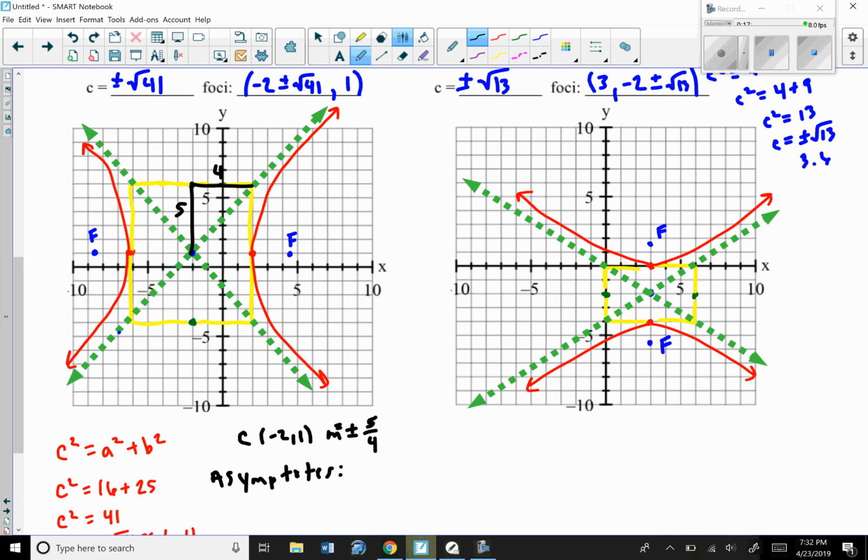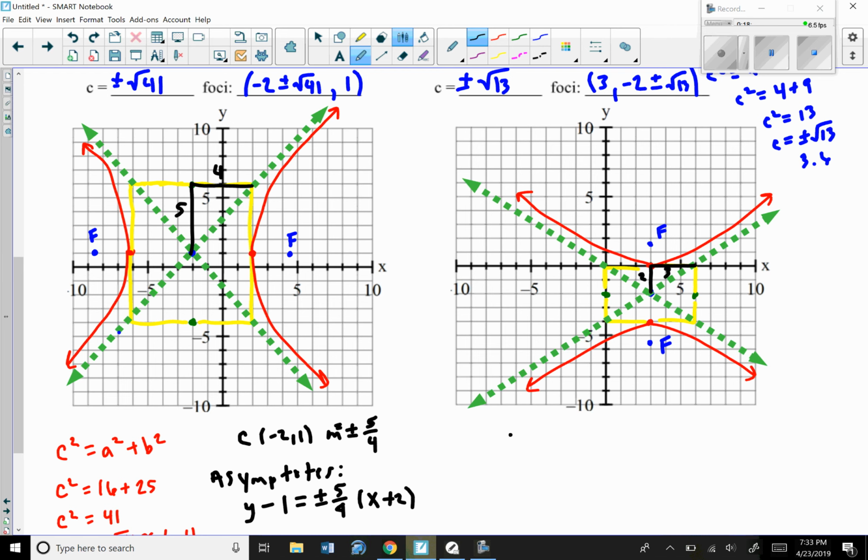And so the equation for the asymptotes would be using our point slope form. So y minus 1 equals plus or minus 5/4, because that's our slope, times x minus -2, so x plus 2. And if I wanted to do the same thing over here, now my slope for my asymptotes would be up 2 and over 3. So that means this line has a slope of positive 2/3, and the other way is -2/3.